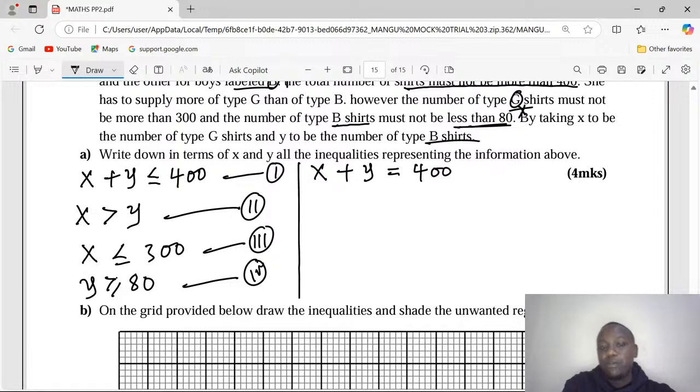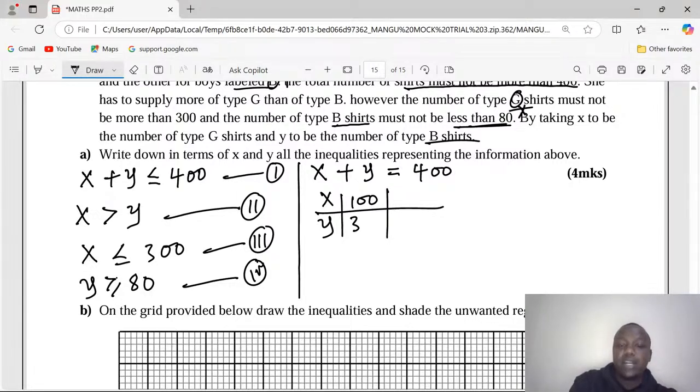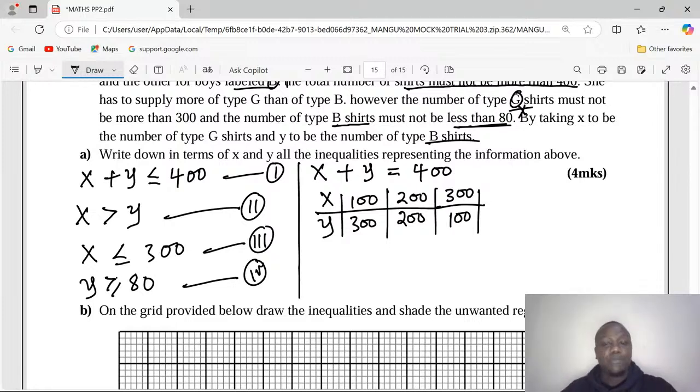So we make a table of values for this borderline. If x is 100, and when added to y we should get 400, then y is supposed to be 300. Then 200, this is supposed to be 200, because 200 plus 200 is 400. If this becomes 300, then y becomes 100. So that's a small table of values for x and y for the first inequality.